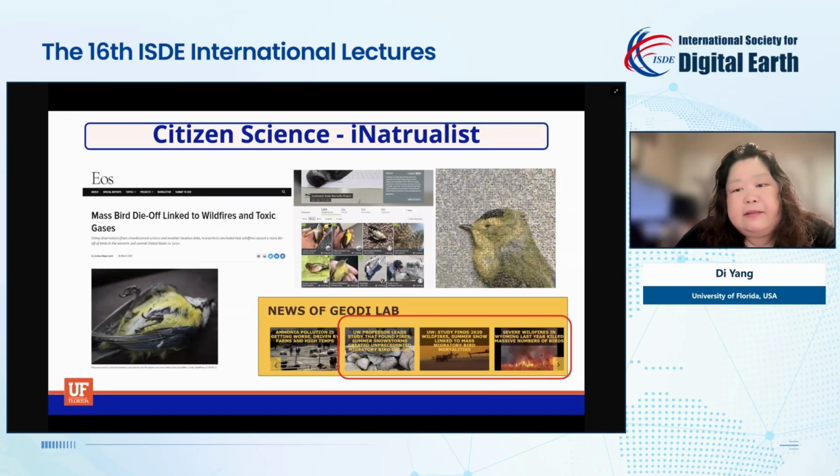So here on the right side is a study that we've done before for the mass bird mortality project. The story came from 2020. There was a giant wildfire in the western United States in August and September. The wildfire lasted for two months and was ended by a snowstorm in the summertime.